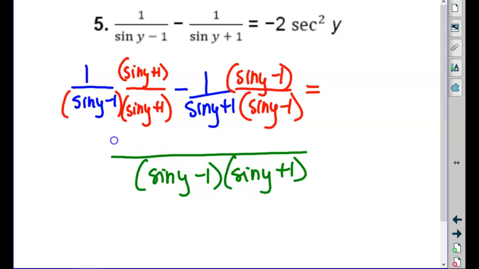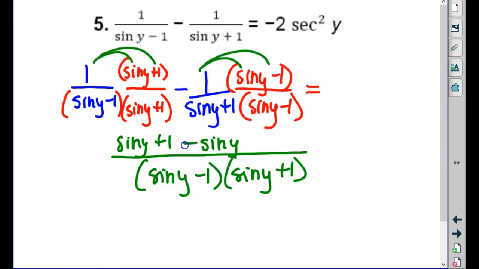What's up top, though? If I distribute a 1 here, I just have sine y plus 1. But what happens back here? This was a negative 1. So it's a minus sine y, and then this is a plus 1. Okay, so the top becomes what? Sine y plus 1 minus sine y plus 1 is 2.